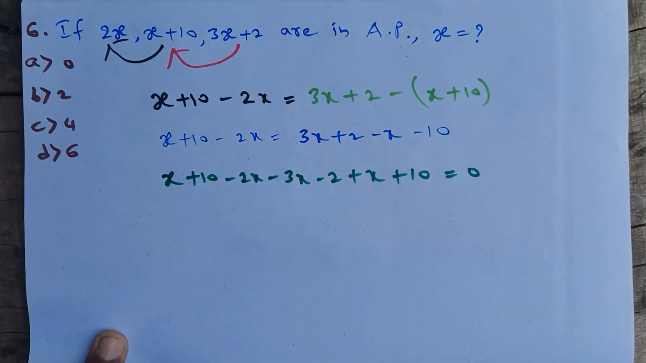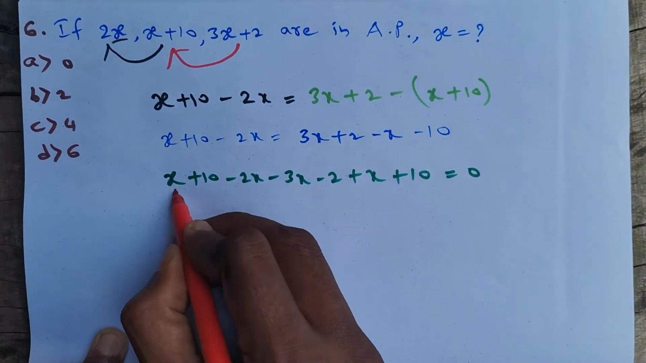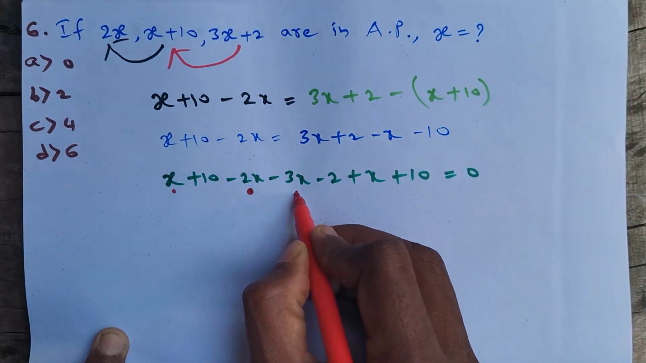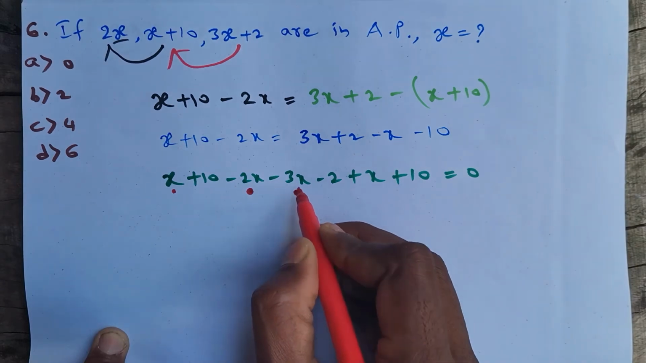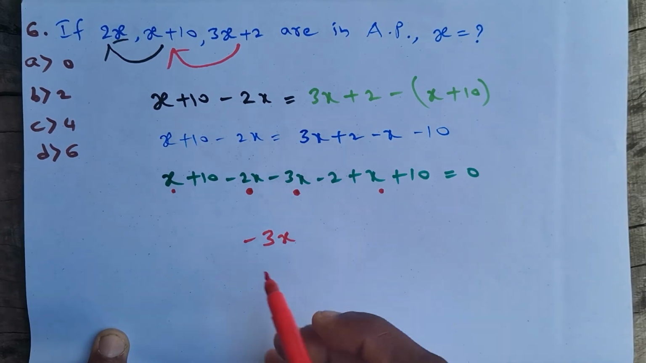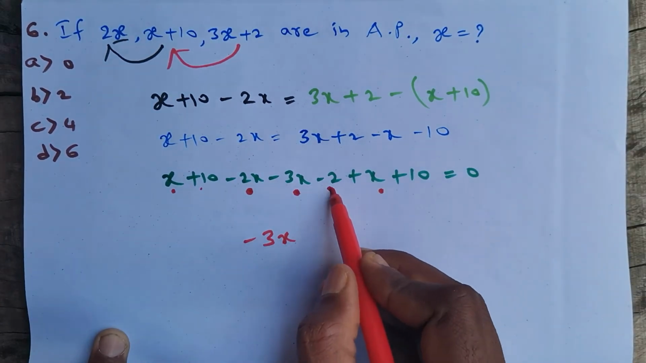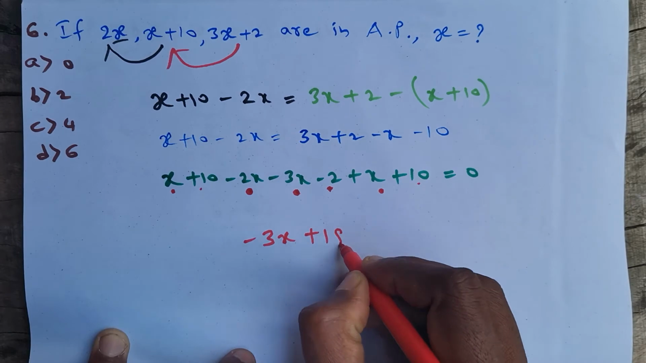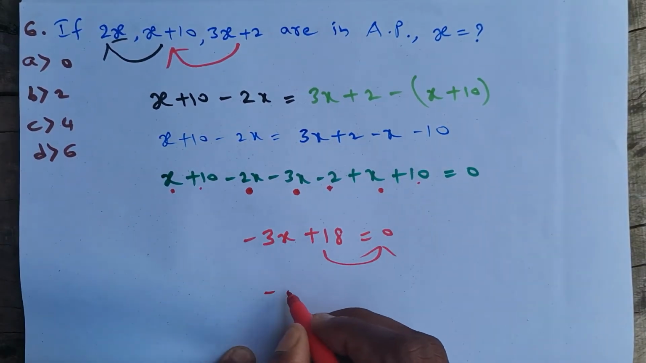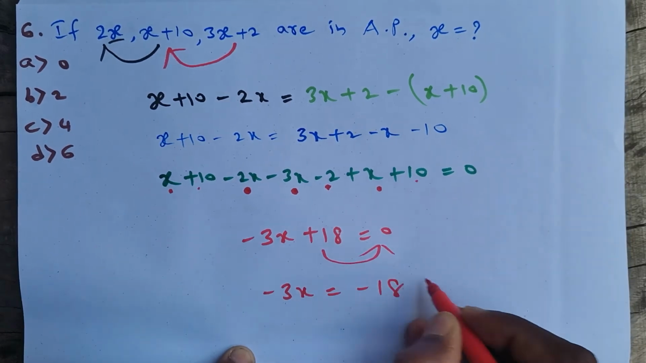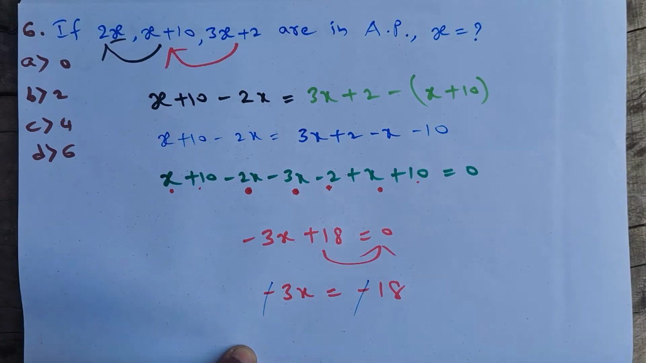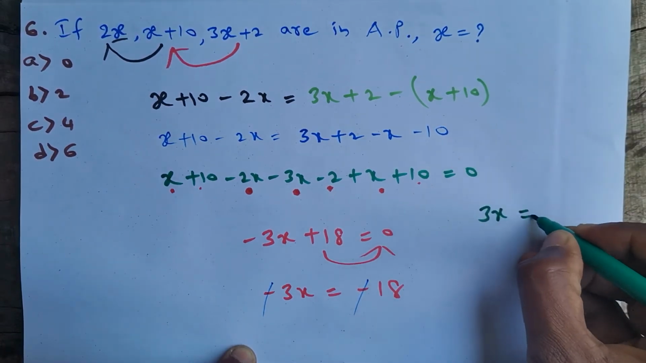Now let us do cancellation. x minus 2x minus x minus 3x is minus 4x, plus x, minus 3x. Next, 10 minus 2 is 8, plus 10 is 18, is equal to 0. I will take plus 18 to the right side, then it will become minus 18. Minus 3x is equal to minus 18. Left side minus, right side minus will get cancelled. So we remain with 3x is equal to 18.